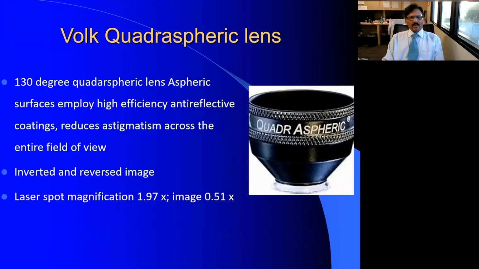So the common lens I normally use is basically a 130-degree quadraspheric lens, which has been in use now for almost 25 years. The aspheric surfaces employ high efficiency anti-reflective coating. It eliminates the astigmatism of both the corneal surface and the lens itself. But it does produce an inverted and reverse image, so you need to get used to that. Like in binocular indirect ophthalmoscopy, the laser spot magnification is roughly 2 times, and the image is half the size of its original, because the lens is roughly around 150 diopters in terms of power.